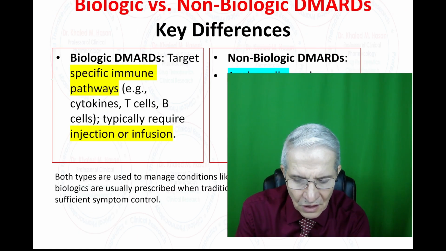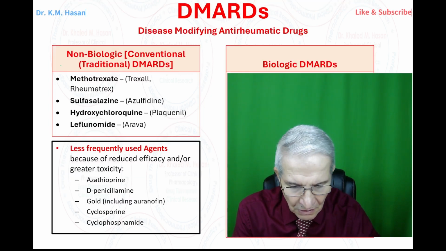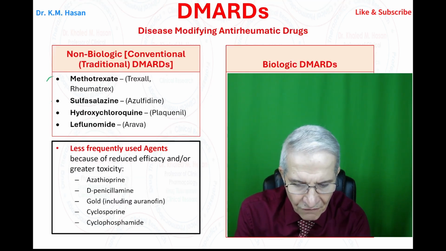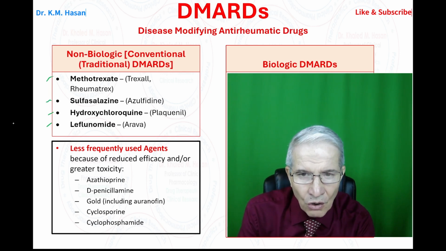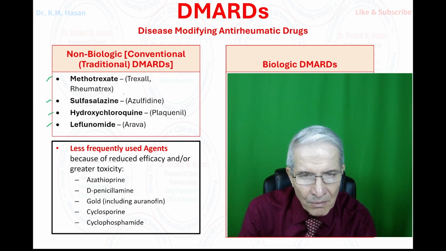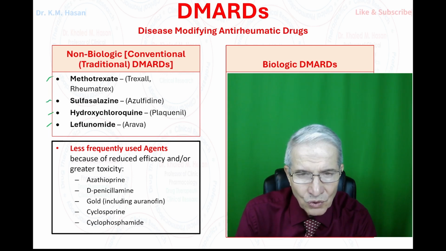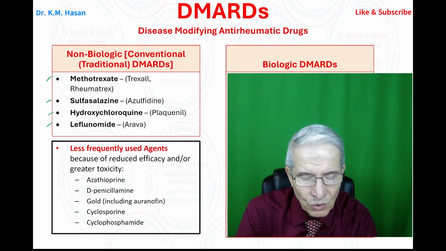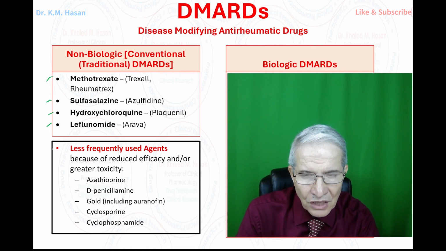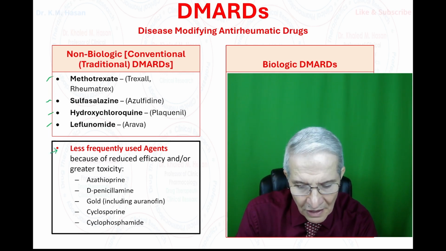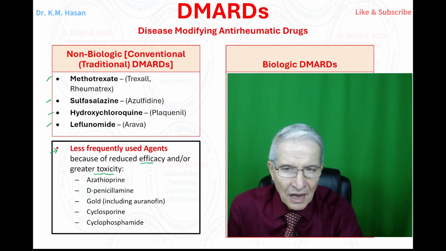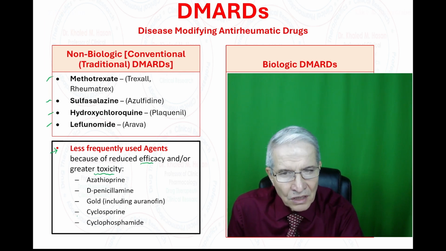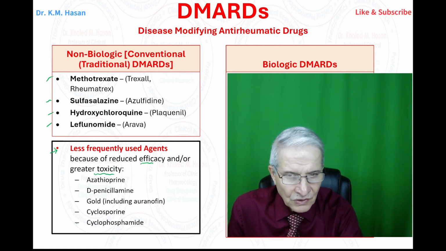As you can see here, the first one we have is methotrexate. Then we have leflunomide. Then we have hydroxychloroquine. Then another one will be sulfasalazine. This group of medication is considered the most popular medication in practice. When you see a patient in the clinic, this is the most important medication. We have less frequently used medication due to lack of efficacy and greater toxicity, and this includes azathioprine, penicillamine, gold salts, cyclosporin, and cyclophosphamide.